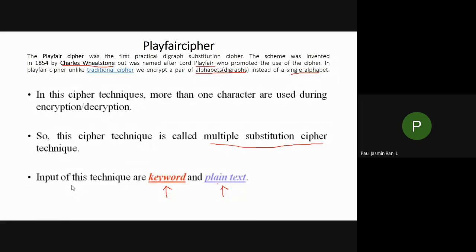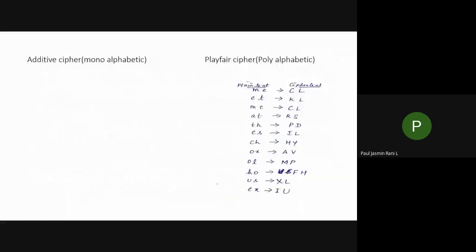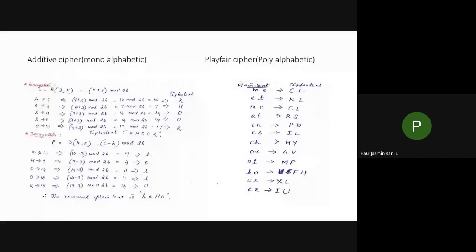Before solving this problem, what are the steps you have to follow? First I will explain the steps to be followed in order to solve the Playfair cipher. Later let us see an example for this Playfair cipher. First, let us see the exact difference between the monoalphabetic cipher and the polyalphabetic cipher.